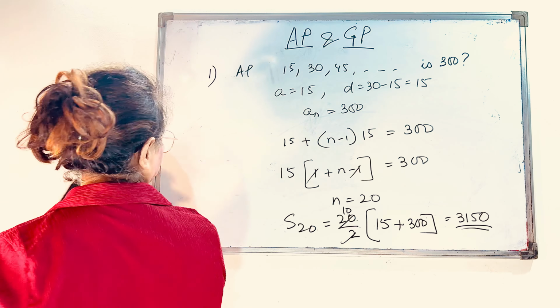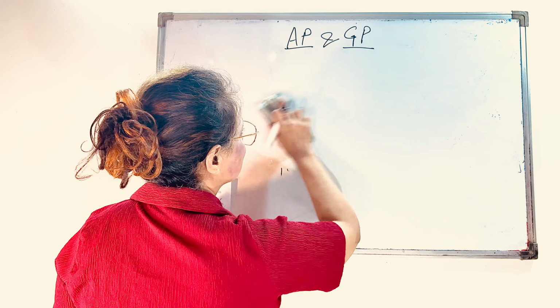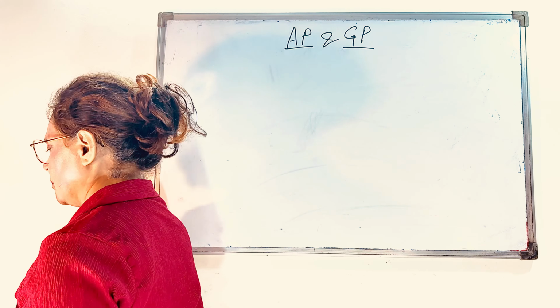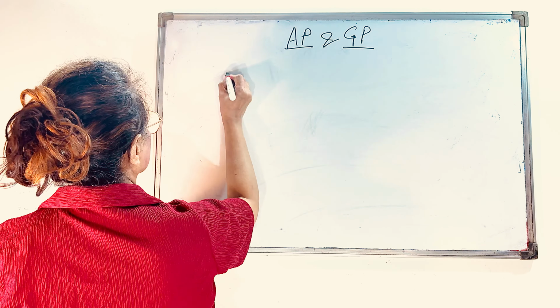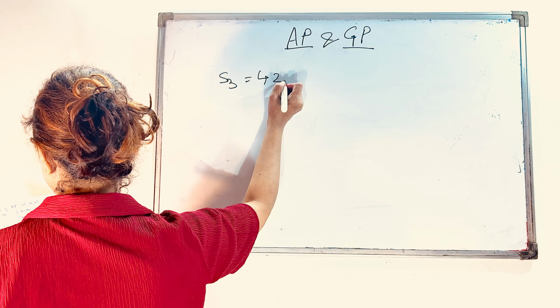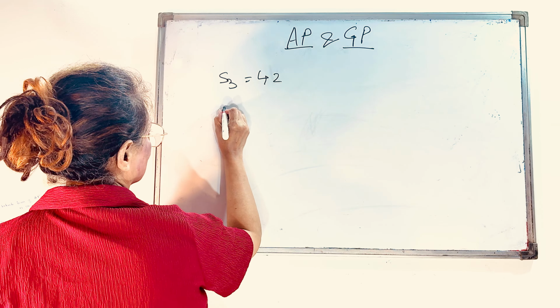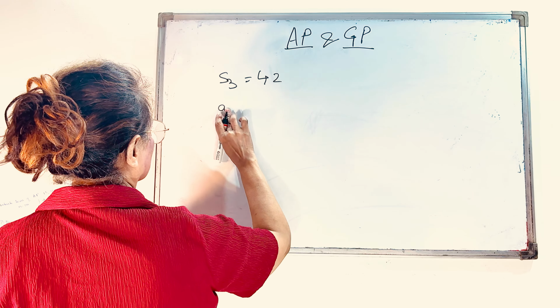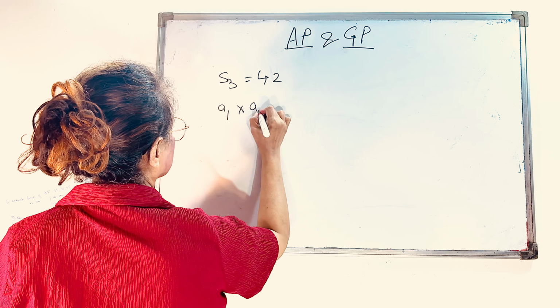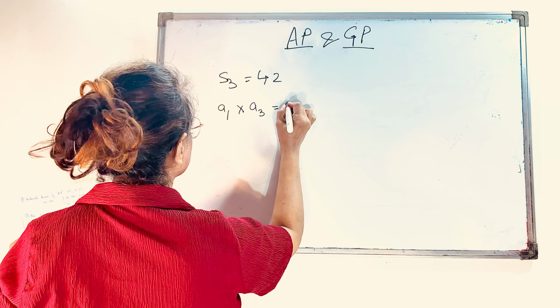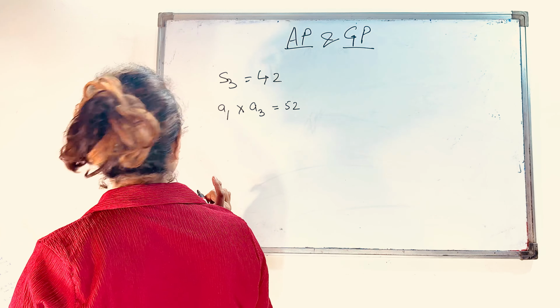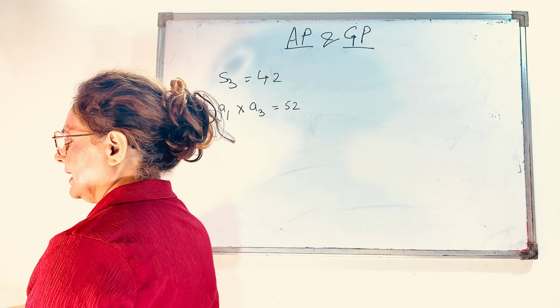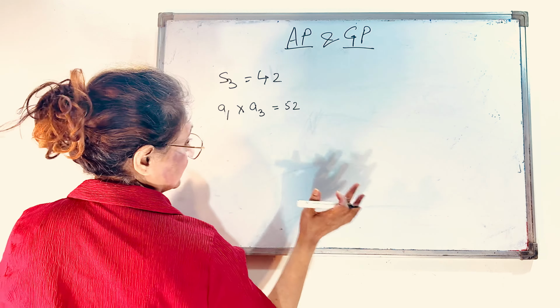The second question says the sum of first three terms of an AP is 42. So S3 is 42, and the product of the first term and the third term is given to be 52. Now here they are talking of only two terms. So we'll take those three terms, not four terms, in the sequence like that, right?